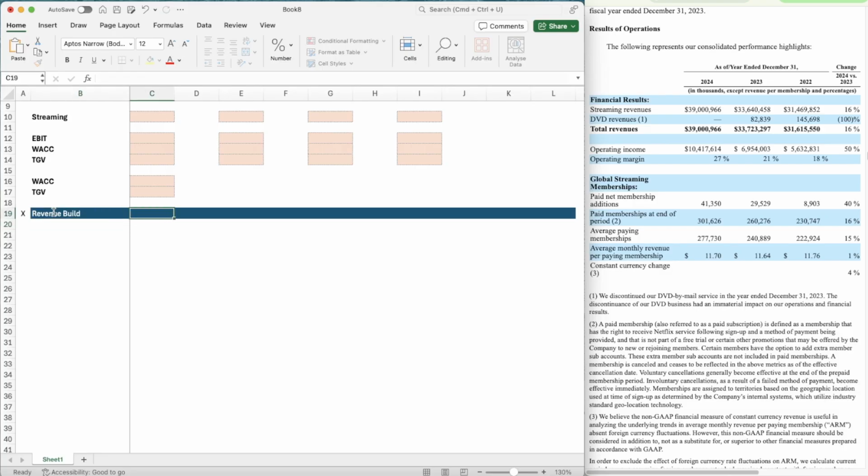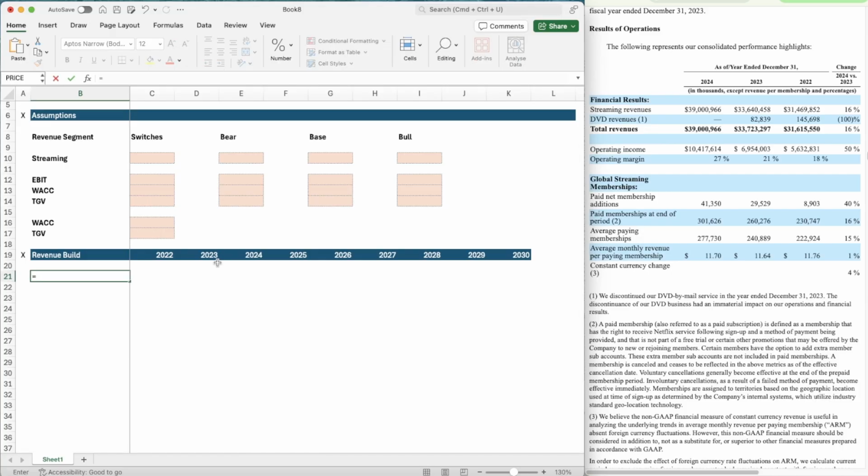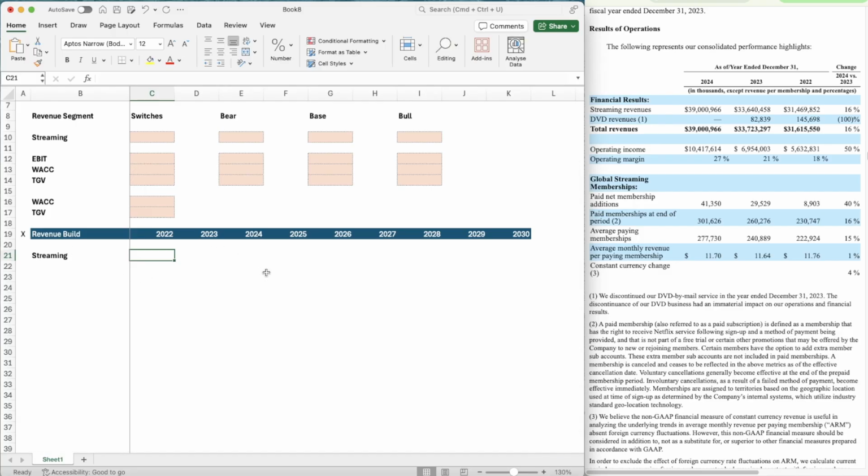Revenue build. And we're starting in 2022. So for the next cells, just put the previous cell to the 2022 cell, +1, then pull that along, and we want to go to 2030. The only revenue that we need to look at is streaming, but put it equal to your cell that you have here. For me, it's B10, and that means if we ever update it up here, it will automatically update down here.